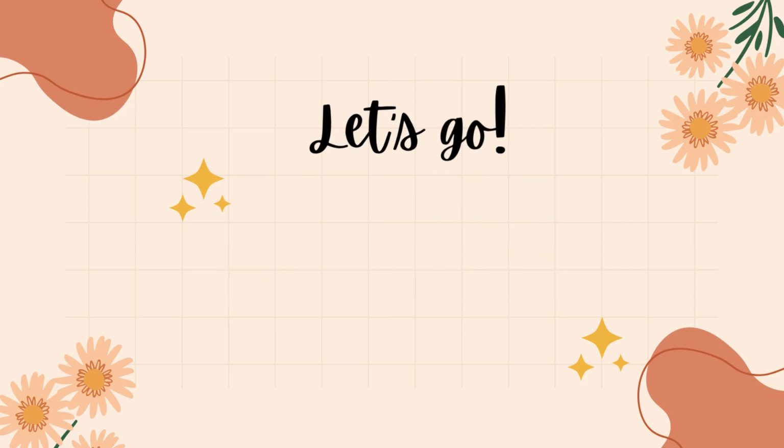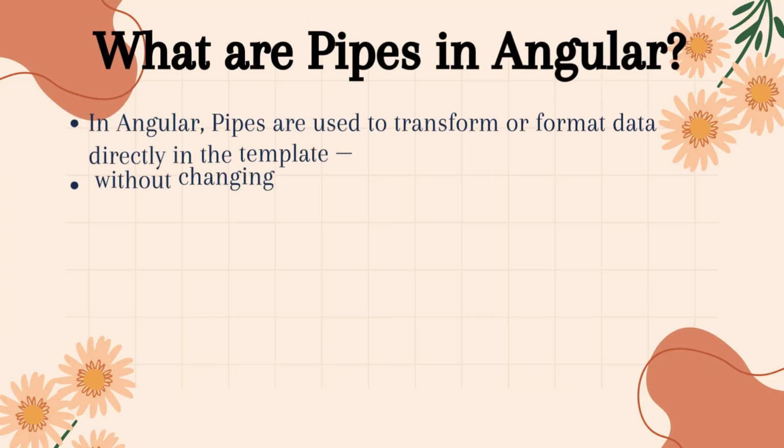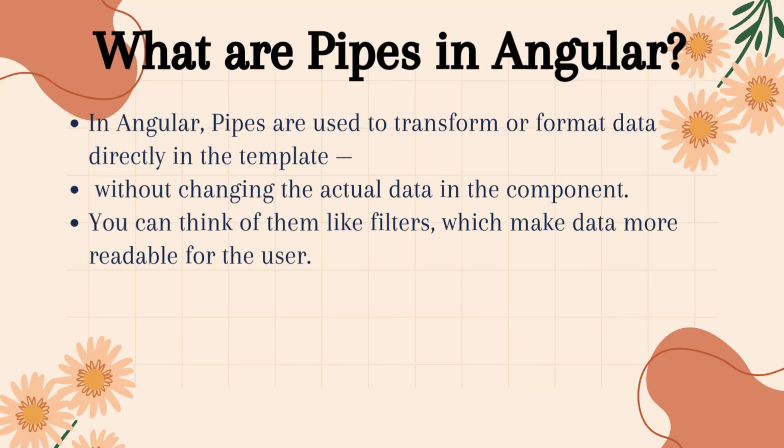Let's go. And today's question is, what are Angular pipes? Explain with examples. What are pipes in Angular? In Angular, pipes are used to transform or format data directly in the template without changing the actual data in the component. You can think of them like filters, which make data more readable for the user.